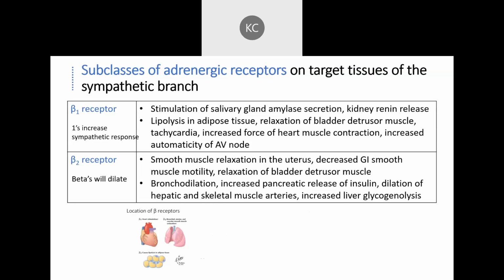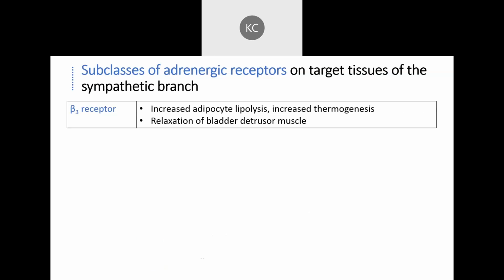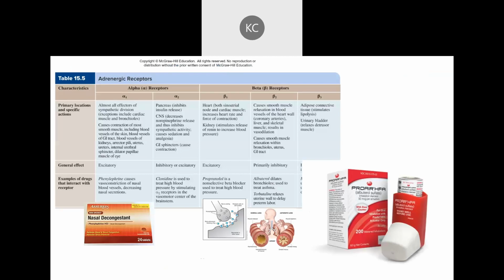And then there's one more called beta 3, and this has to do generally with fat. It can help break down fat and then use that as a source of heat for thermoregulation. So a good example of a medication acting on some of these is called albuterol. If you have asthma, you probably have an albuterol inhaler, or you've had an albuterol breathing treatment, something like that.